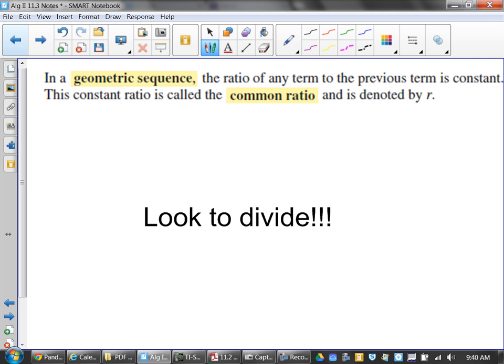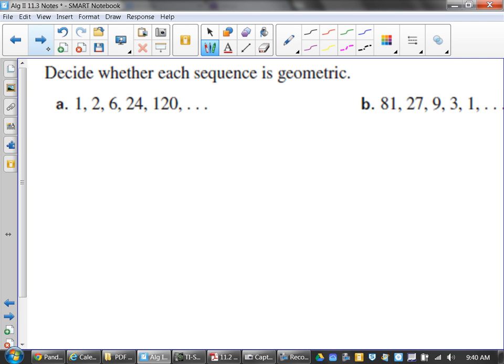So when I'm looking at it as numerical, when I look at this first example of 1, 2, 6, 24, 120, what I'm checking to see here, for each consecutive term, is 2 divided by 1 the same as 6 divided by 2, the same as 24 divided by 6, the same as 120 divided by 24? Are these all the same? No. So is it geometric? No.